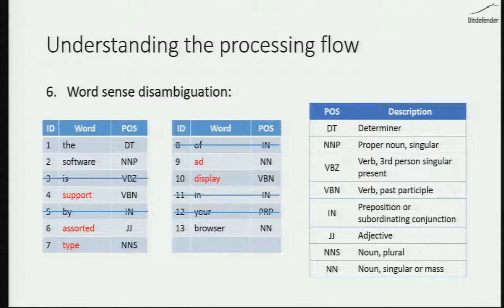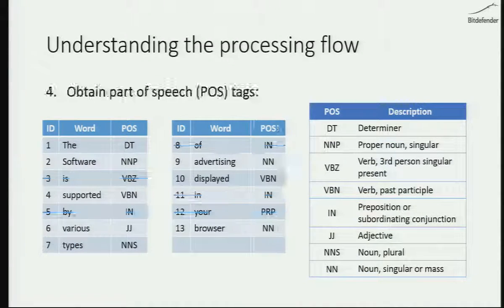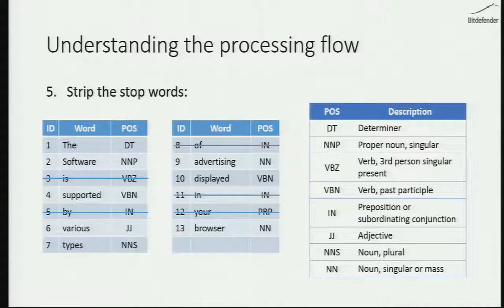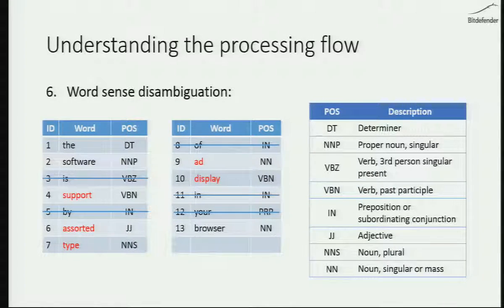Using that algorithm, we can now change our text and produce a root form. So, for example, I have changed the color for the words that have been modified. The and software have remained in the same form. Supported changed to support. Various changed to assorted, which is a synonym. And type and advertisement changed to ad. This helps us because a lot of similar words can translate to a unique word. And in the case of patterns, this is very helpful.